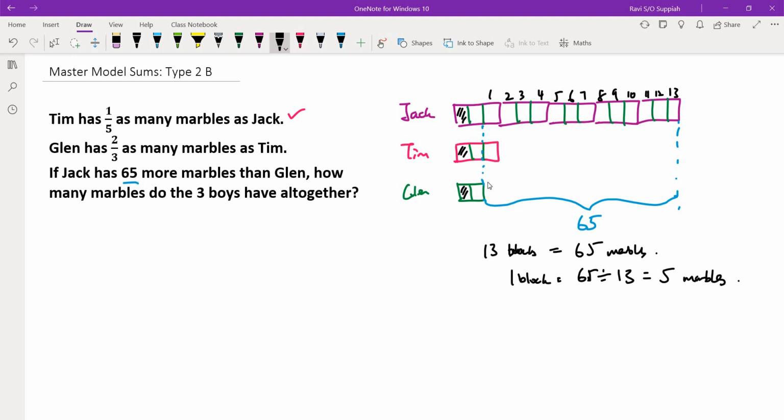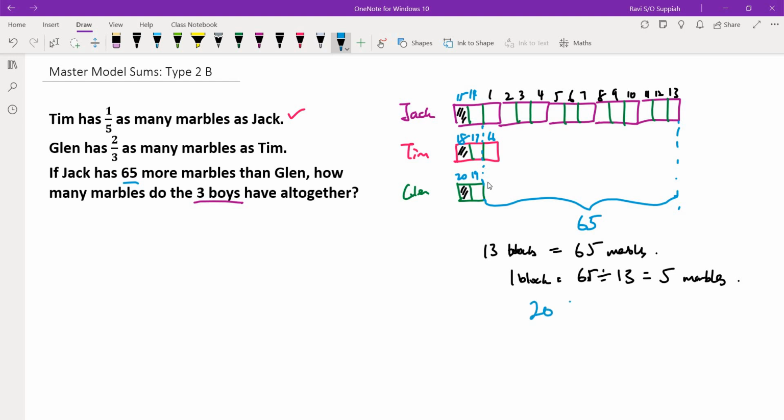All right, so once we know that 1 block represents 5 marbles, we can solve the question, which is how many marbles do all the 3 boys have together. So we need to know how many small blocks there are. Okay, so we have counted 13, so we can just continue counting. So from 13 there is a 14 here, 15, then 16, 17, 18, 19, and 20. All right, so we have a total of 20 small blocks.